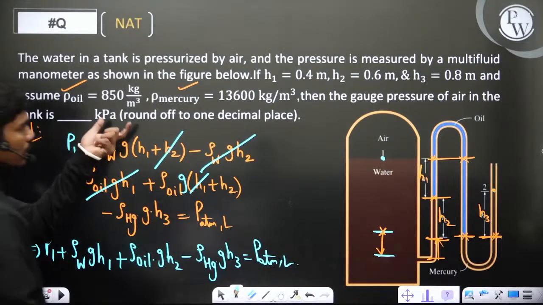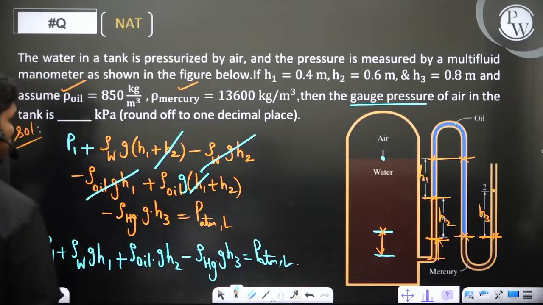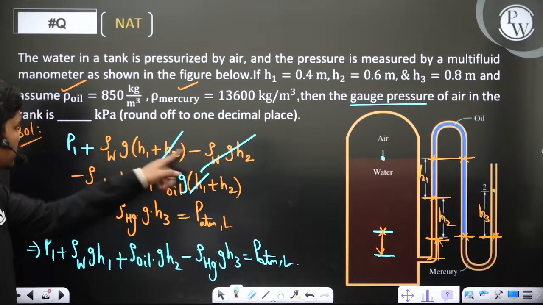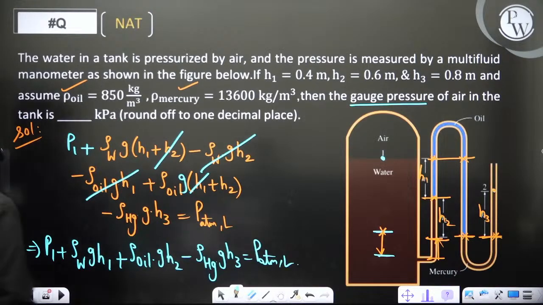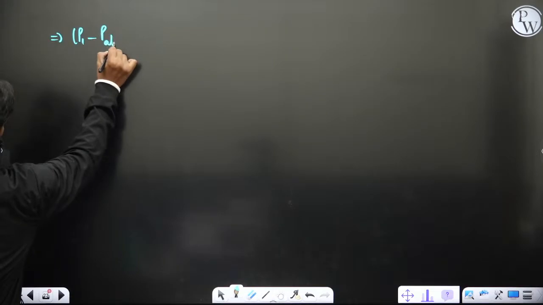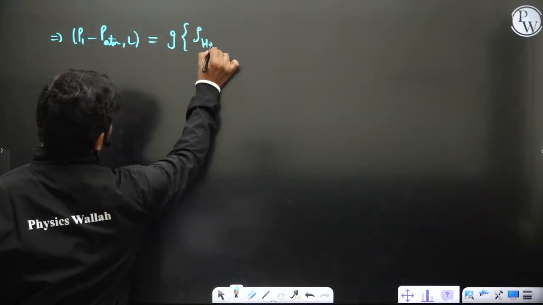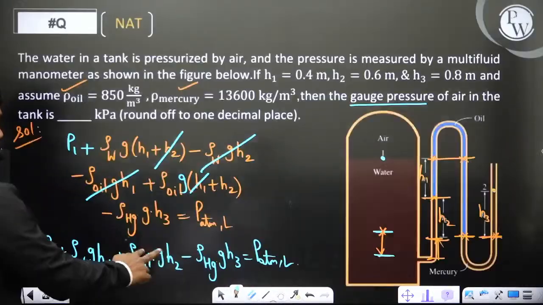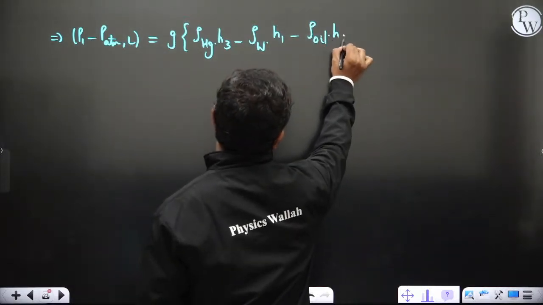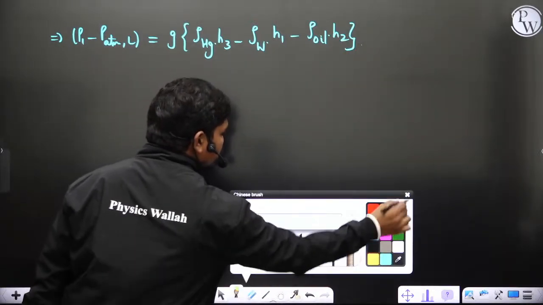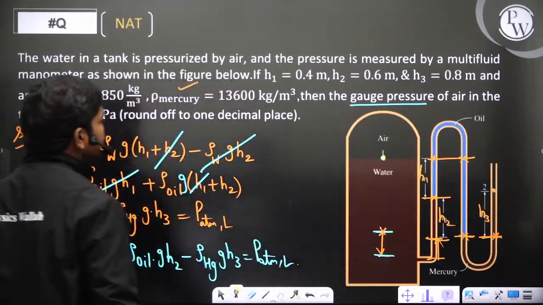Now obviously if you want the gauge pressure, this is gauge pressure. Sorry, I forgot the g in this term; every term there has g. So if this is the case, then P1 minus P atm local is equal to g times density of Hg into h3 minus density of water, because these two terms if they go to the other side become negative, rho water h1 minus rho oil h2. This P1 minus P atm is nothing but P1 gauge. So the gauge pressure of air in the tank at location 1 is what we will get if you simplify this value.